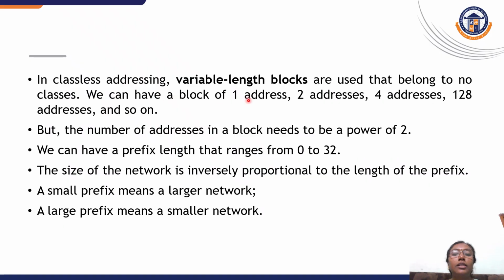In classless addressing, variable length blocks are used. We can use one address in a block, two addresses in a block, four addresses in a block, or 128 addresses in a block, and so on. The number of addresses in a block needs to be a power of 2. We can have a prefix length from 0 to 32. The size of the network is inversely proportional to the length of the prefix. A smaller prefix means a larger network, a larger prefix means a smaller network.